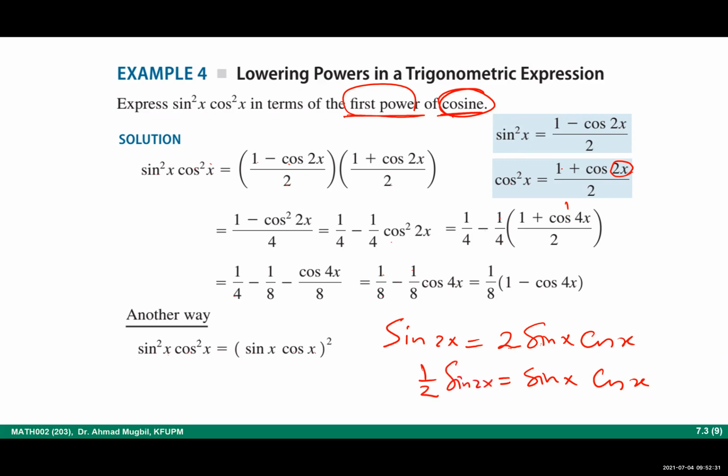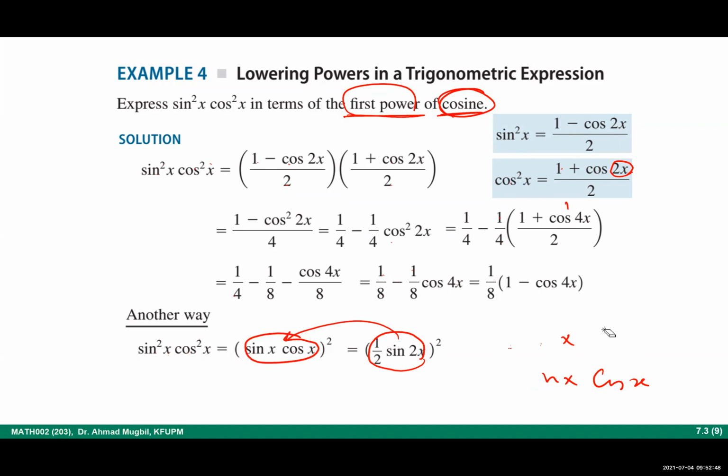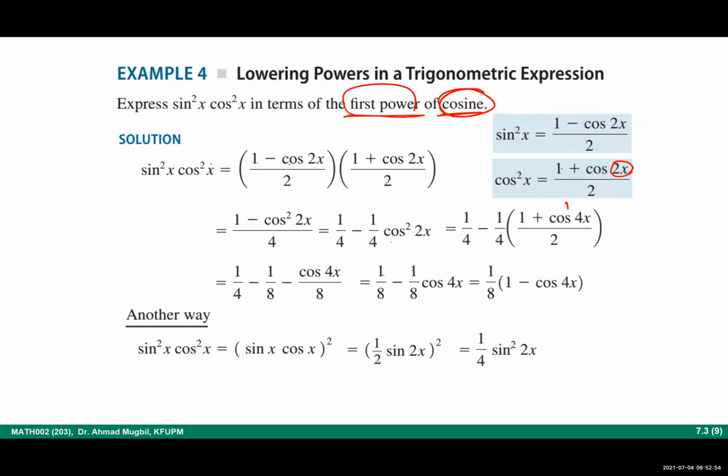So now I will just replace sine x cosine x with a half of sine 2x. I just explained to you where it comes from: because sine 2x is 2 sine x cosine x. Now, square, ya Shabab. So it will be 1 over 2 all squared. It will be 1 over 4, and this will be sine squared 2x. This is not what we want. We want it to be in the first power of cosine.